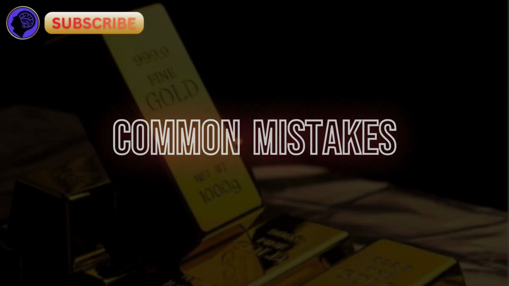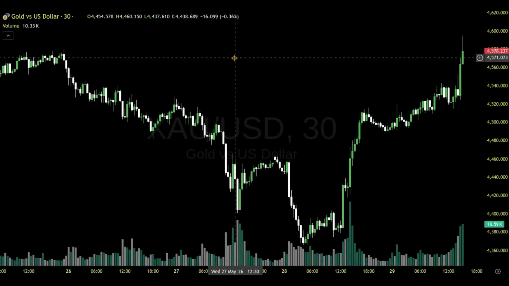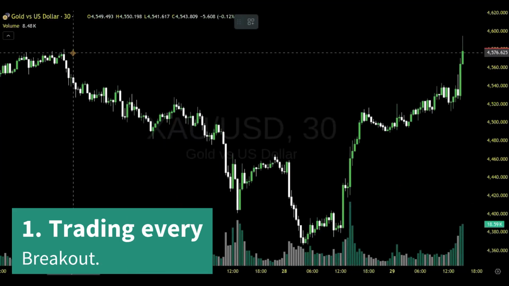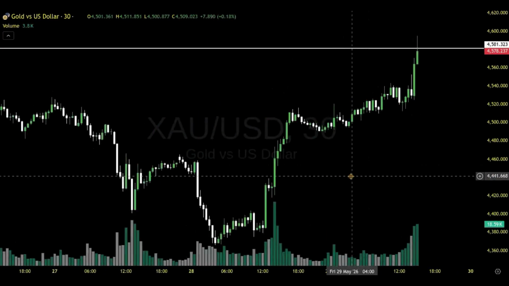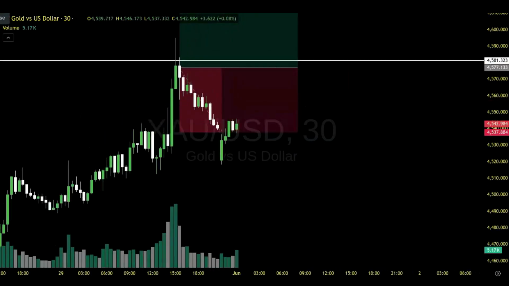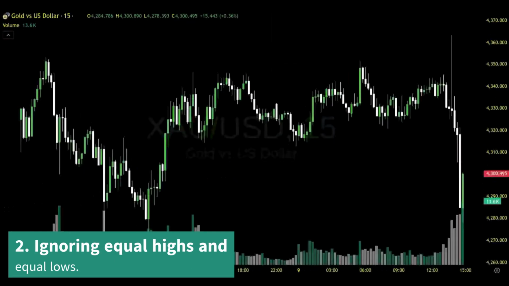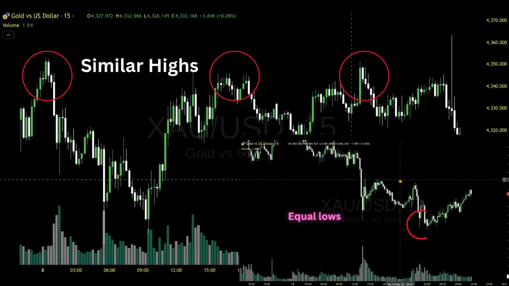Common mistakes. Now let's discuss a few common mistakes. Mistake number 1. Trading every breakout. Not every breakout is real. Some breakouts are simply liquidity sweeps. Mistake number 2. Ignoring equal highs and equal lows. These areas often contain important liquidity.